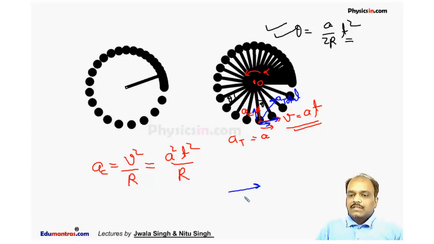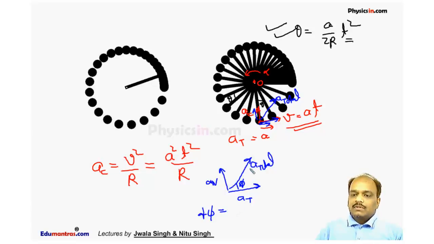Means this is the tangential acceleration of the particle, this is the normal acceleration of the particle, and this is the total acceleration of the particle. If I say what is this angle? This angle is, let it be phi. So we can say tan phi is equal to normal acceleration divided by tangential acceleration. This is the angle made by the total acceleration with tangential acceleration.